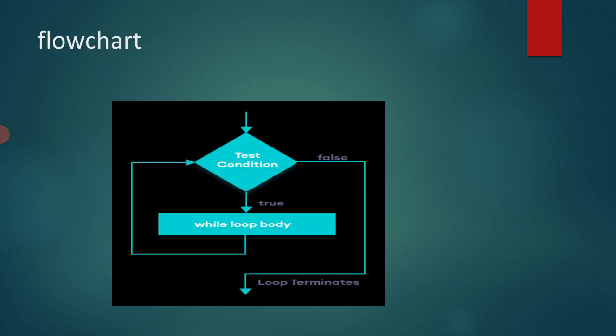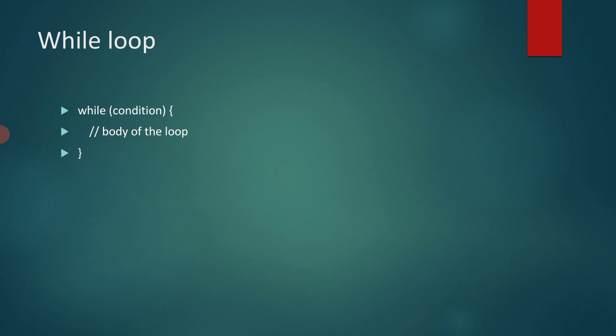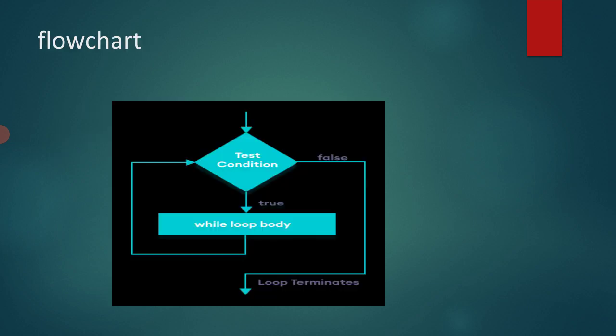So first is the diamond box, test condition. It will check the condition. If the condition is true, look at the downwards arrow, true, then it will execute the body of the loop, while loop body. If the condition is false, look at the right hand side arrow from the test condition, false, then it will exit from the loop, it will not execute anything. So the funda of while loop is very simple. It will first check the condition. If the condition is true, then it will execute the body, otherwise it will exit from the loop. So this is while loop.